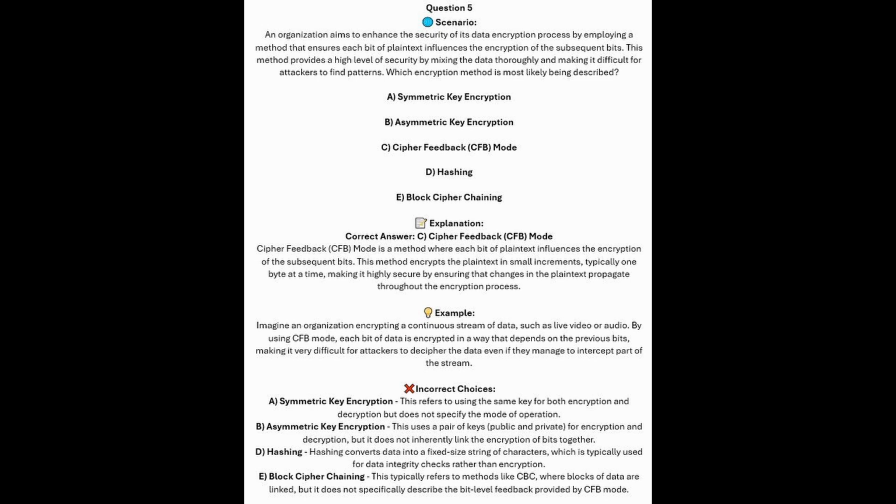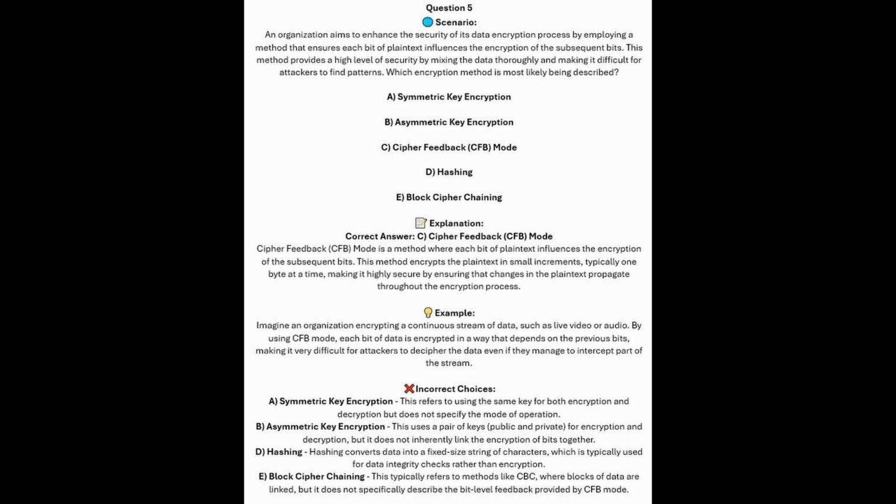For example, imagine an organization encrypting a continuous stream of data, such as a live video or audio. By using CFB mode, each bit of data is encrypted in a way that depends on the previous bits, making it very difficult for attackers to decipher the data, even if they manage to intercept part of the stream. And now for the incorrect answers.